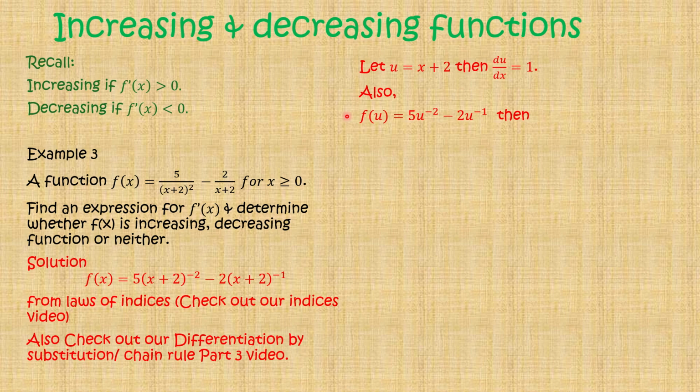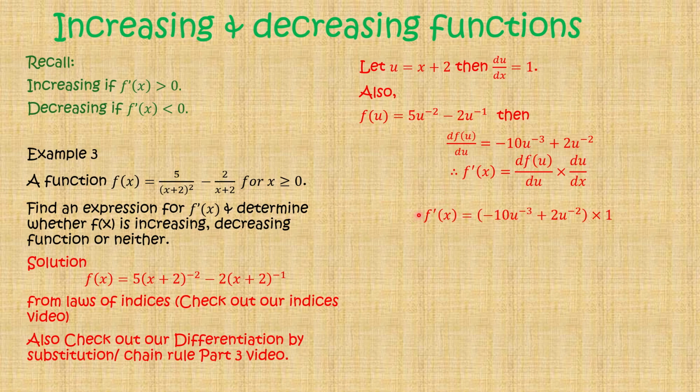f of u becomes 5 times u to the power minus 2 minus 2 times u to the power minus 1. Then we get df du being minus 10 u to the power minus 3 plus 2 times u to the power minus 2. Therefore, f prime of x becomes df du times du dx from the chain rule, and we substitute for the df du and the du dx.